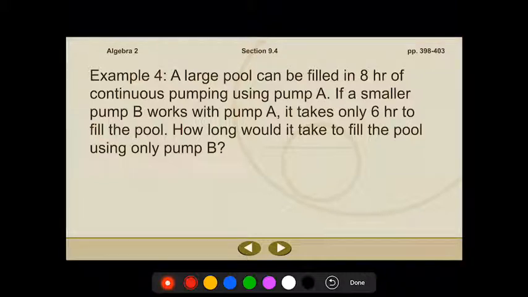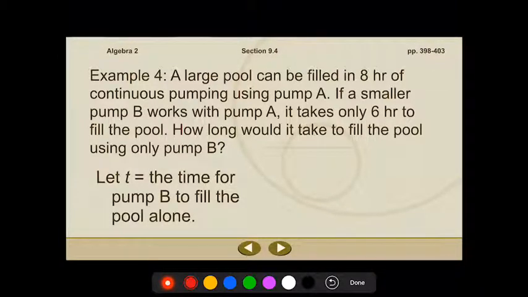How long would it take to fill the pool using only pump B? So here we're actually looking for a time, and technically it's going to be their rate. How long will it take them to fill that one swimming pool with just pump B? Let T equal the time for pump B to fill the pool alone.